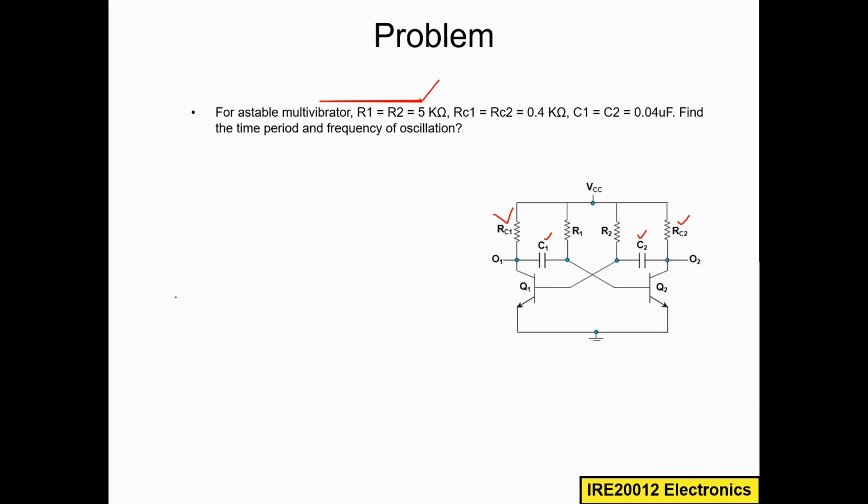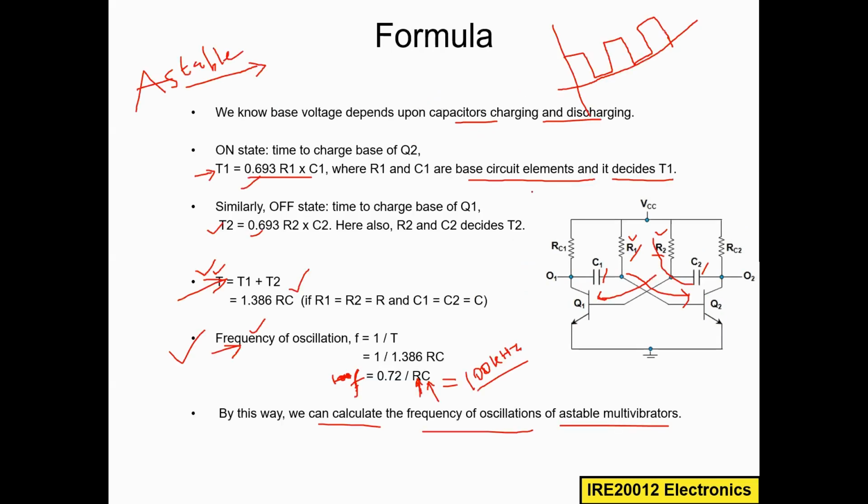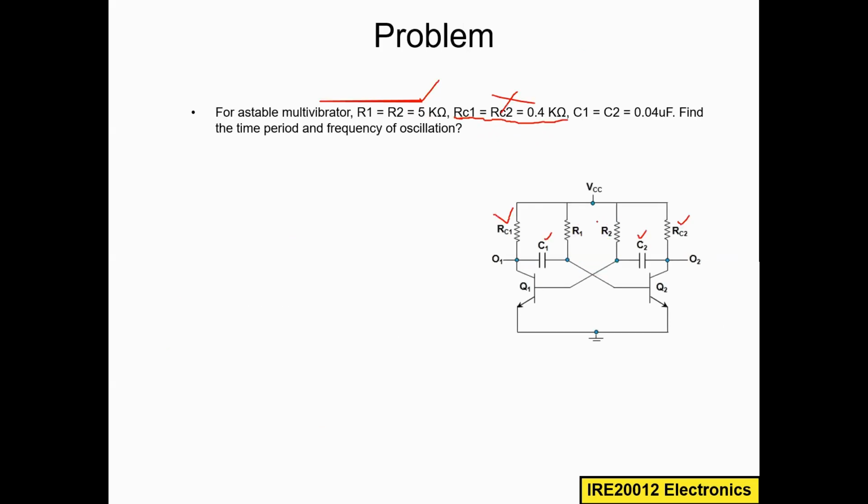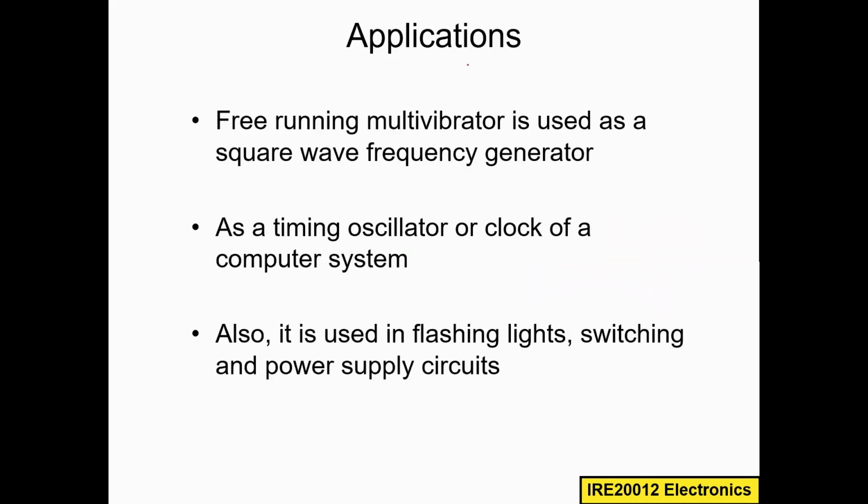This is one simple problem. Maybe you can solve this problem. Remember, here we have RC1, RC2. You do not really use these values in the formulas. This is just to confuse you when you look at the problem. So we are not really using this. You apply these values in the formulas from the previous slide, and then you will find T, and then you will find F. And you can check the answers later.